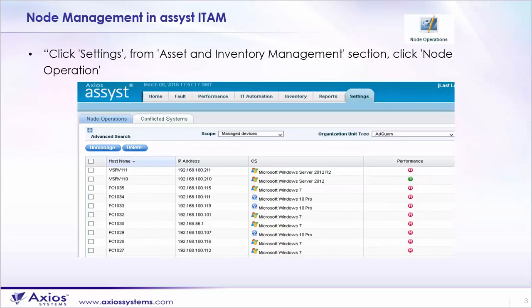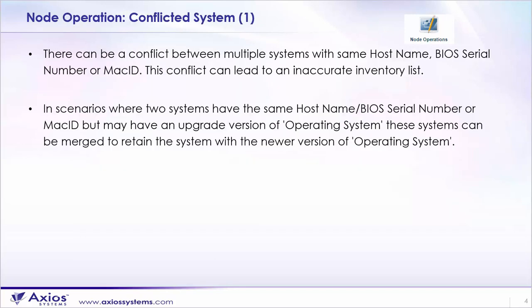To do that, we click on Settings from the Asset and Inventory Management section, and we select Node Operation and determine what we have to do. Secondly, we need to talk about conflicted systems.